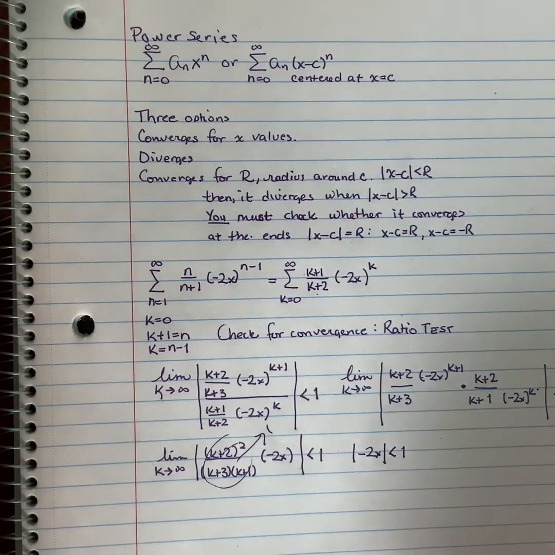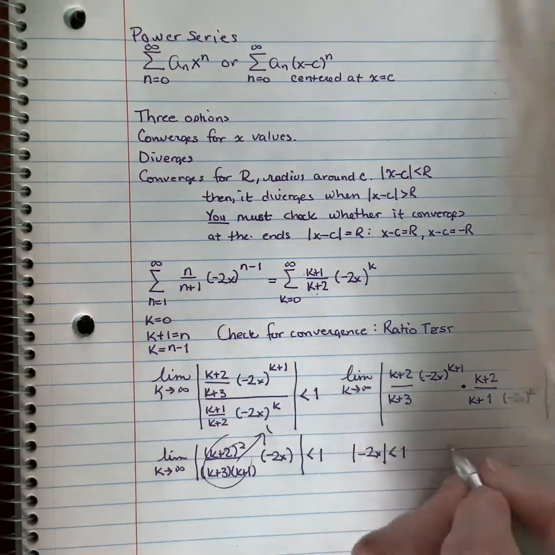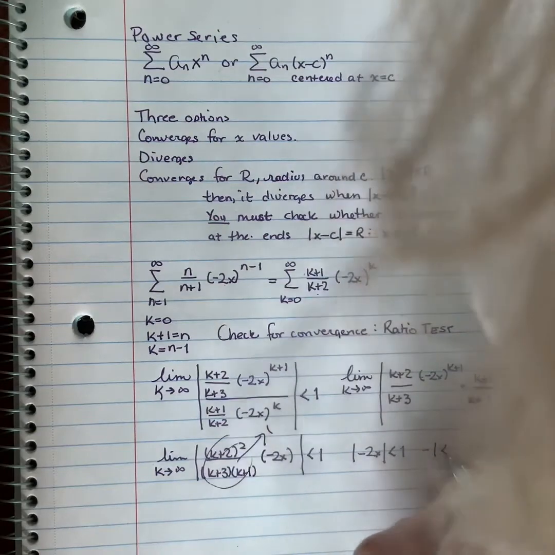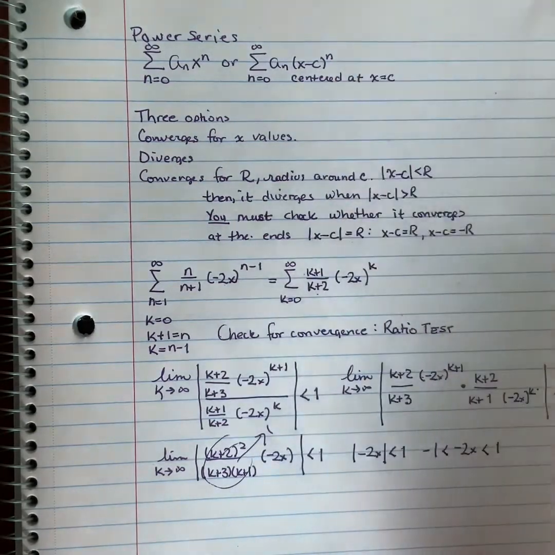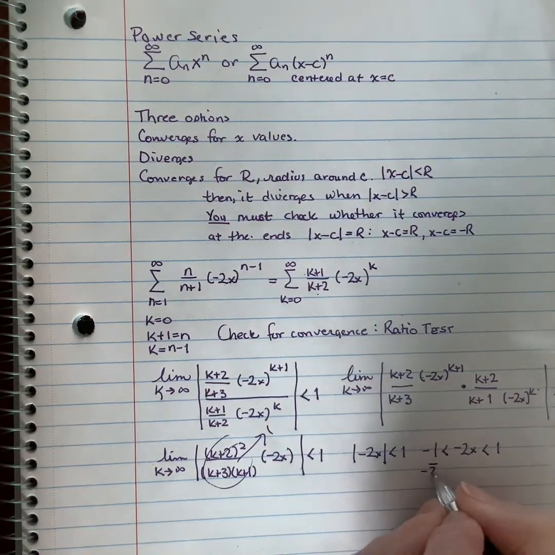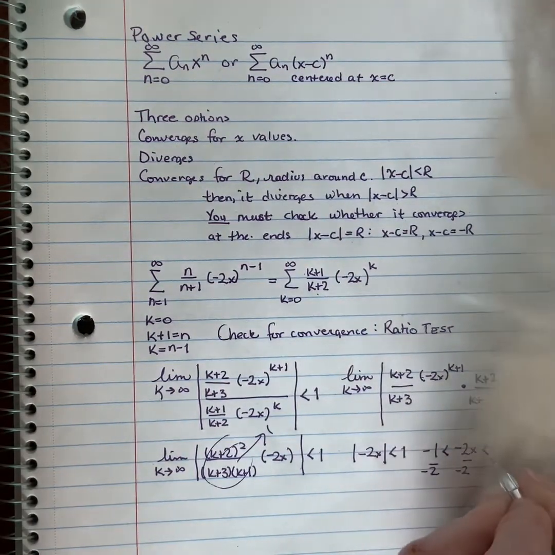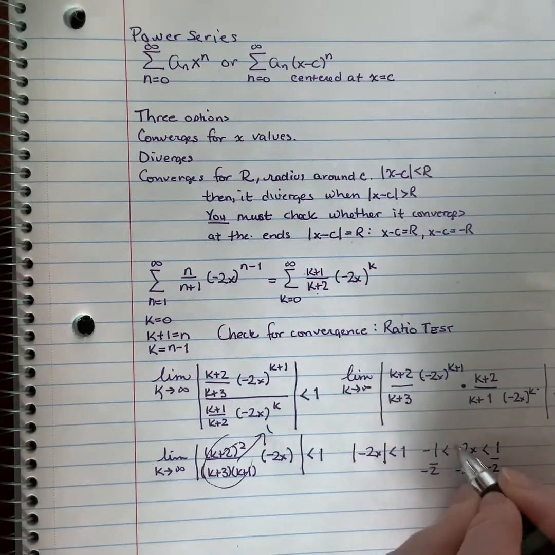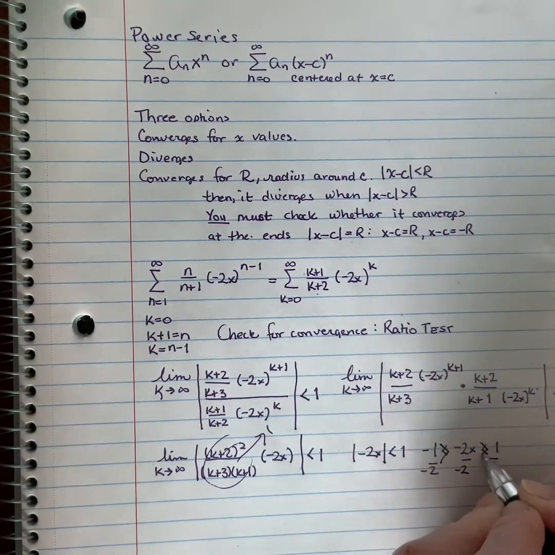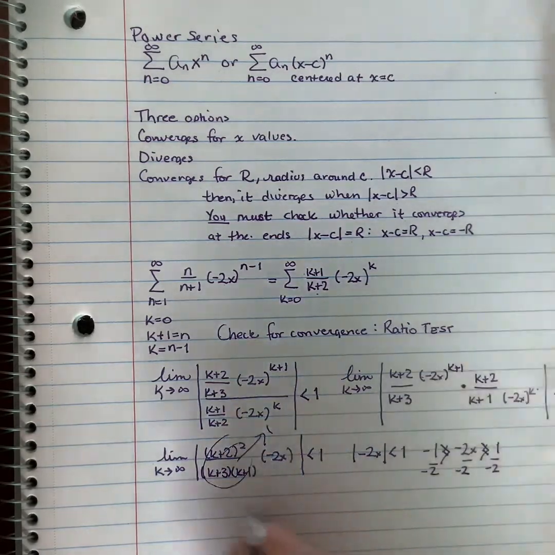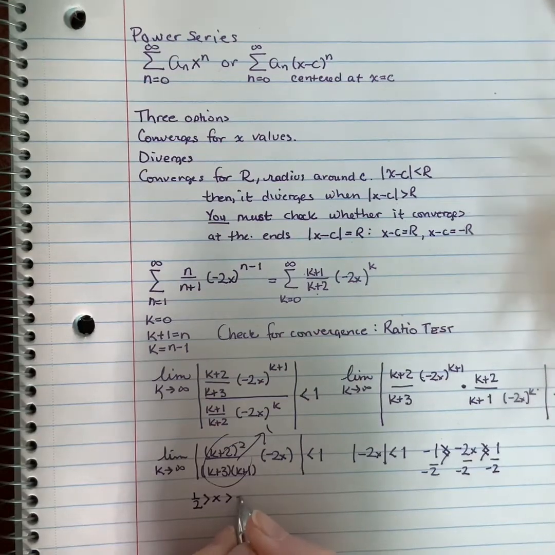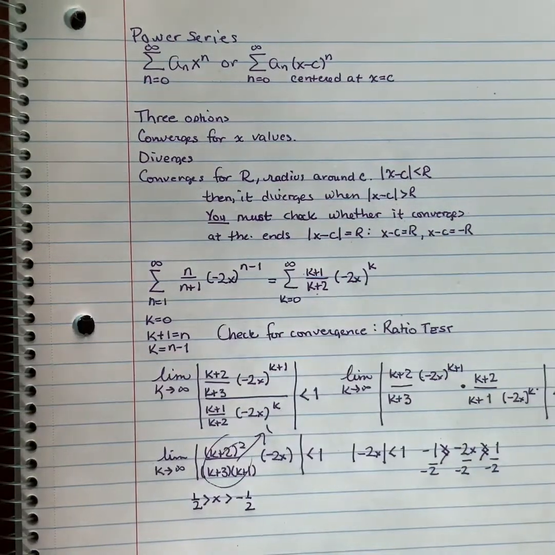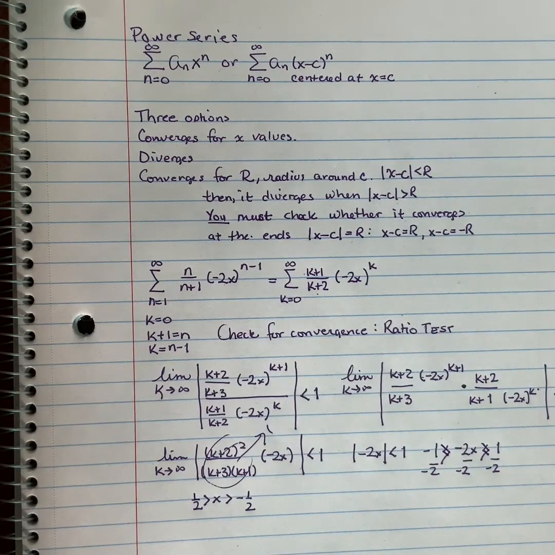Well, that's not terrible to solve, although you haven't had to do that a lot since algebra. So you take minus 1 is less than minus 2x is less than 1. Divide through by minus 2 on all three parts. When you divide by minus 2, it swaps the inequalities around. So we end up with 1/2 is greater than x is greater than minus 1/2. So that's our interval of convergence.